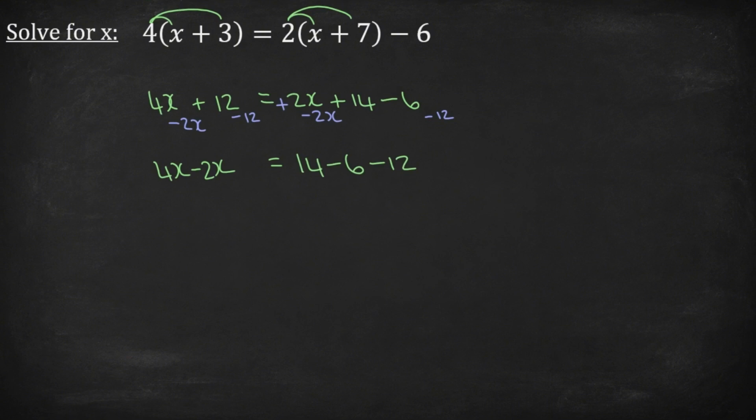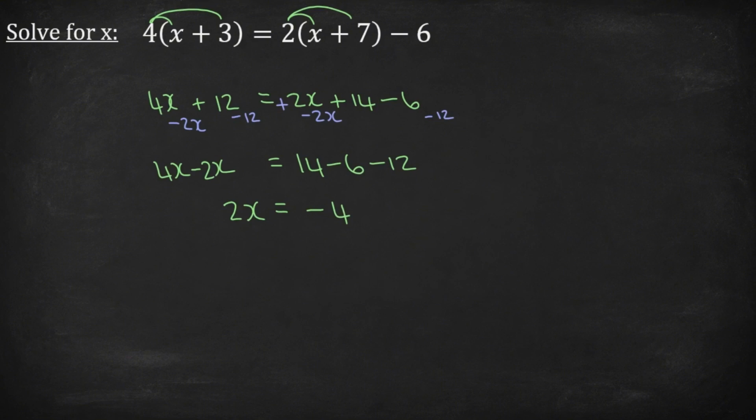Now let's combine all the like terms. We've got x and x, they are like terms, so I can combine them. 4x minus 2x is 2x. And I equal. So let's combine the right-hand side. We've got 14 minus 6. That gives us 8. And 8 minus 12 is negative 4.